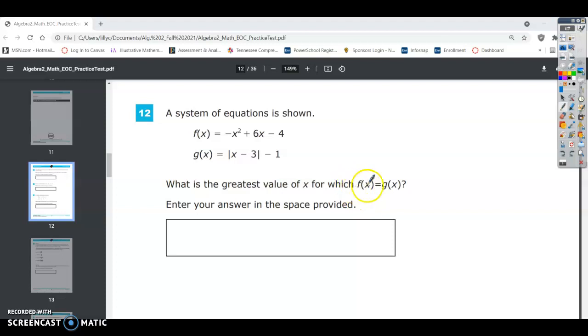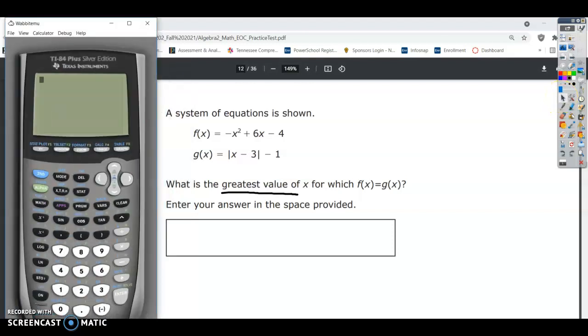So when it says f of x equals g of x, remember we're just trying to find the intersection where these two graphs or these two equations intersect and have a common x value. So we want the greatest value. This is a quadratic and this is an absolute value, and the easiest way to do this is by just putting these in your graphing calculator.